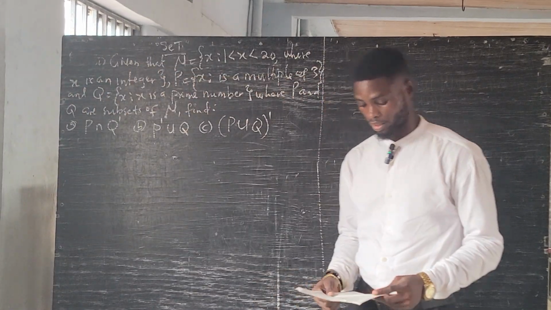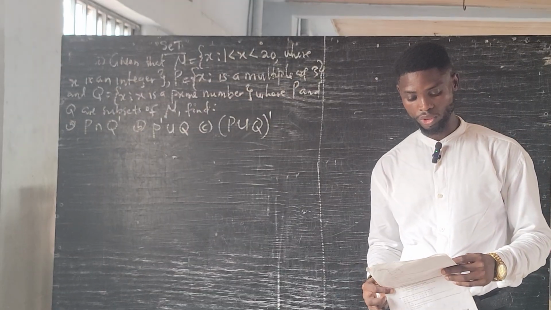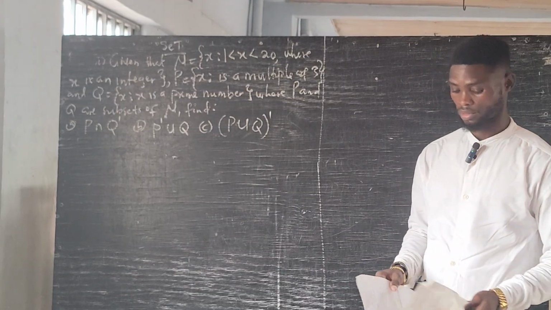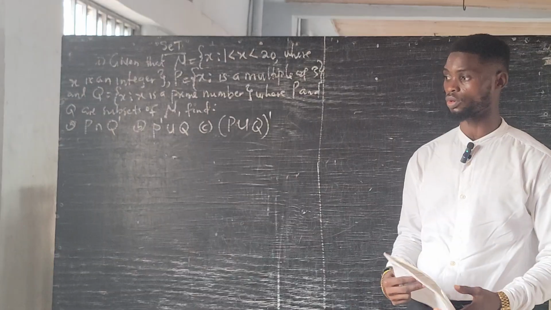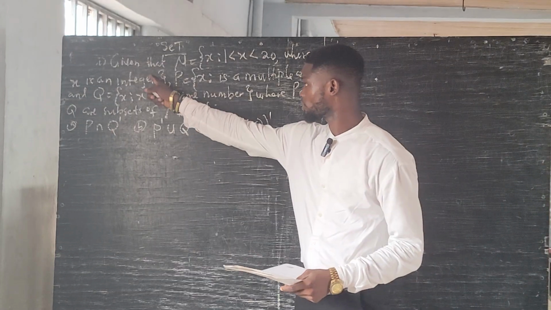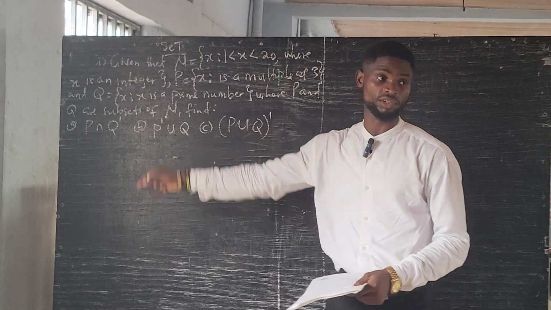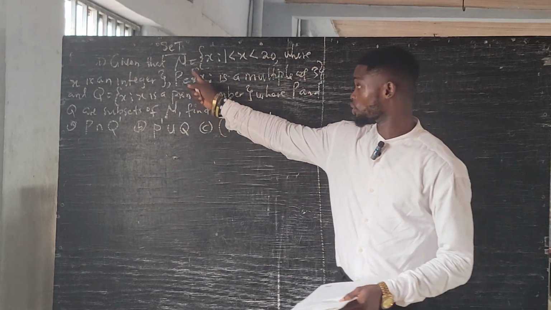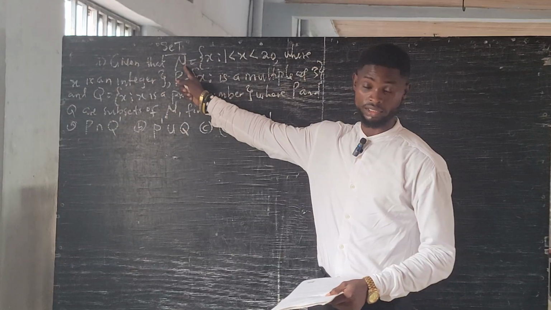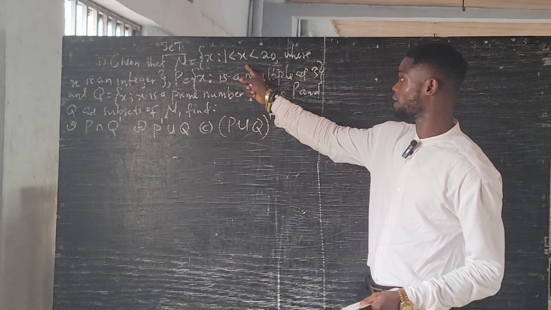All right, this is a WAEC question paper 2025. From here we have question 1, which is this question, given that this Greek symbol is the universal set, and they said that the universal set is x, whereby x is what?